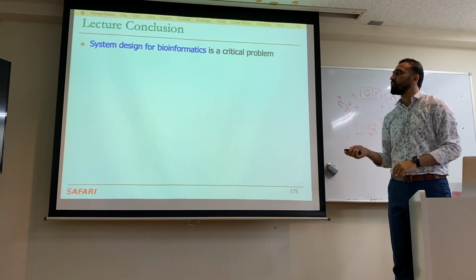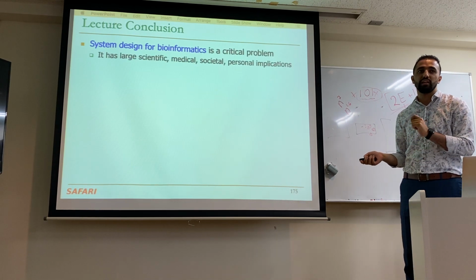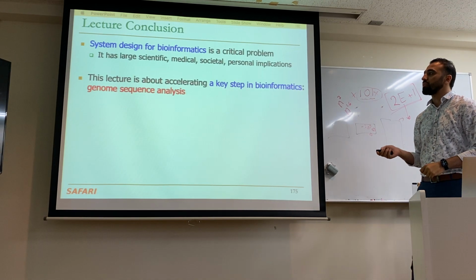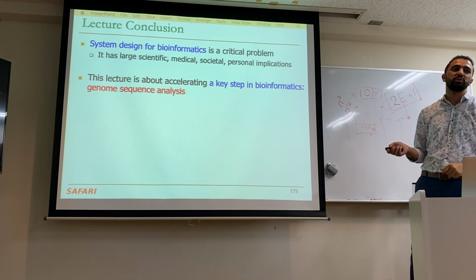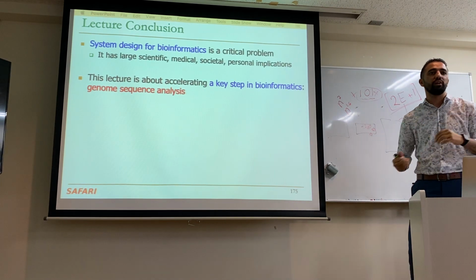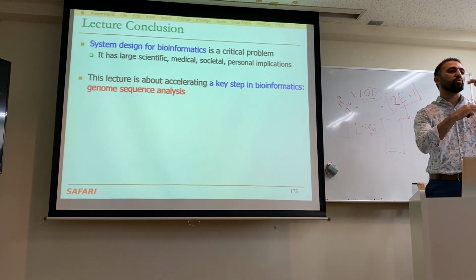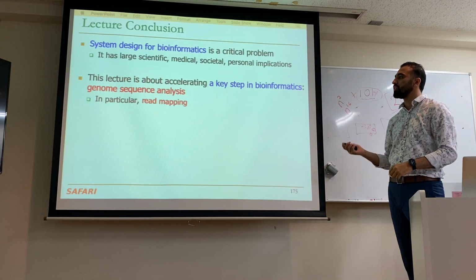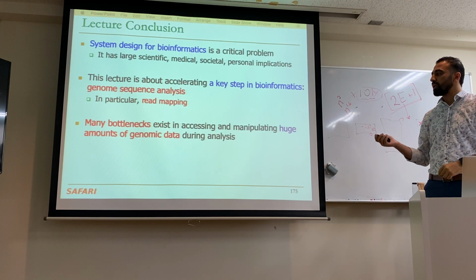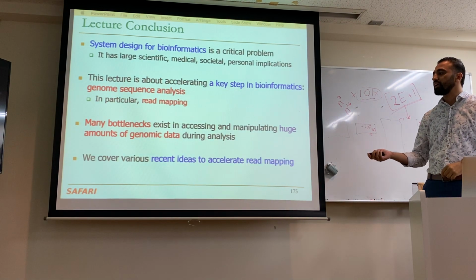So system design for bioinformatics is a critical problem that can affect even the society. It's not about wet lab and what you do inside university. This lecture is about accelerating a key step in bioinformatics, which is a very initial step used in any pipeline where you compare some genetic data to another data. It could be RNA to RNA, DNA, protein, and all those involve some comparison with some data structure. So many bottlenecks exist in accessing and manipulating a huge amount of genomic data during analysis. And we cover various of these ideas.